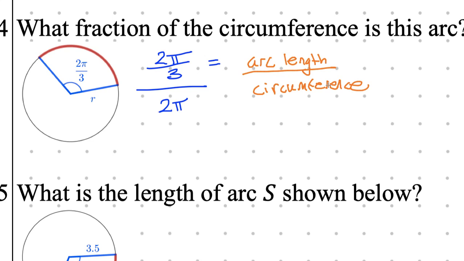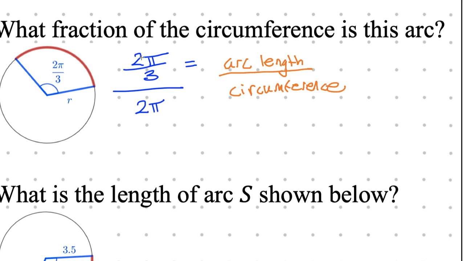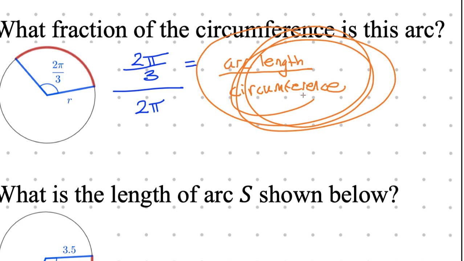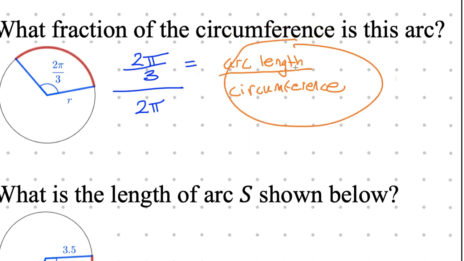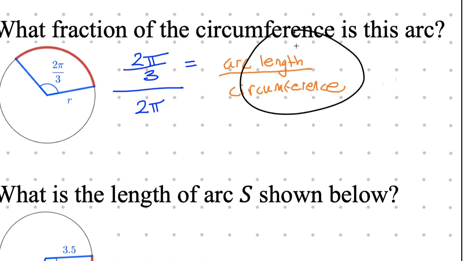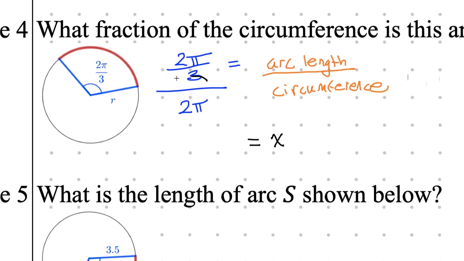Anyway, from here, I need to ask the question again: what fraction of the circumference is this arc? It's asking you, what is this fraction right here? This is the thing that I'm trying to find, so I'll call that x. I'll just treat this whole thing like a variable. So x is equal to whatever that thing is, and I'm going to treat this as a division symbol, right?